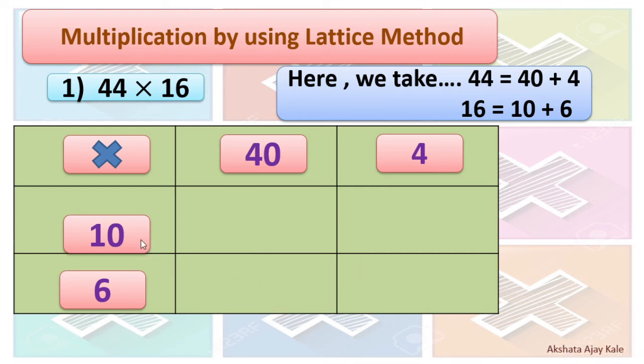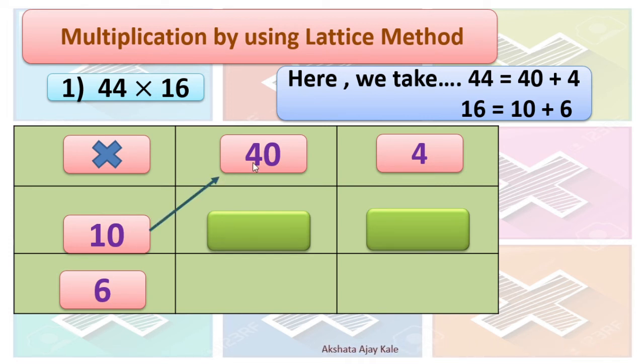What to do now? First we will multiply these two by 10. 10 multiplied by 40. Yes, you know the answer. Because whenever the tens place is multiplied by tens, then we have to use 2 zeros. Correct? 4 ones are 4 and 2 zeros. That is 400. Isn't it?